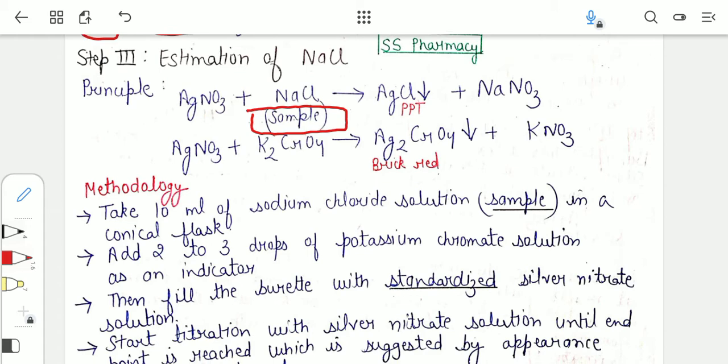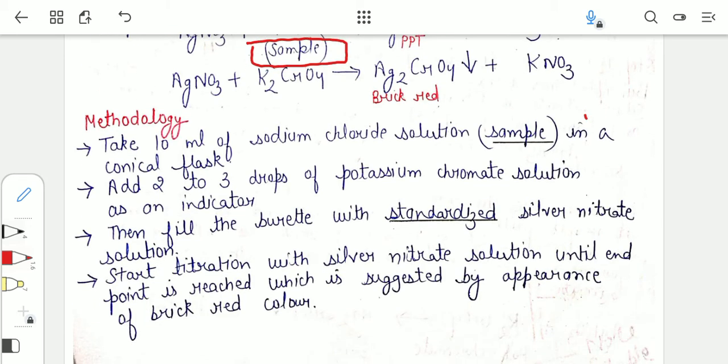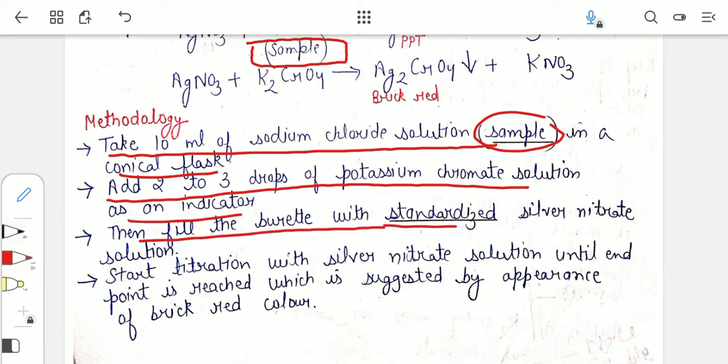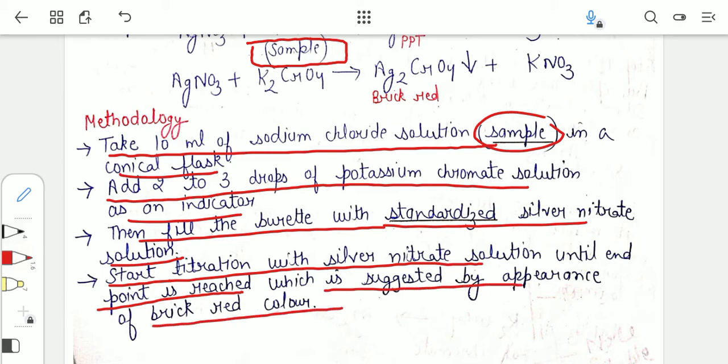So now let us see the methodology for this step. We have to take 10 ml of sodium chloride solution, which is our sample, in a conical flask, and then add 2 to 3 drops of potassium chromate solution as an indicator. Then we fill the burette with standardized silver nitrate solution, and start the titration with silver nitrate until the endpoint is reached, which is suggested by the appearance of brick red color. This is the same step which has been performed earlier.